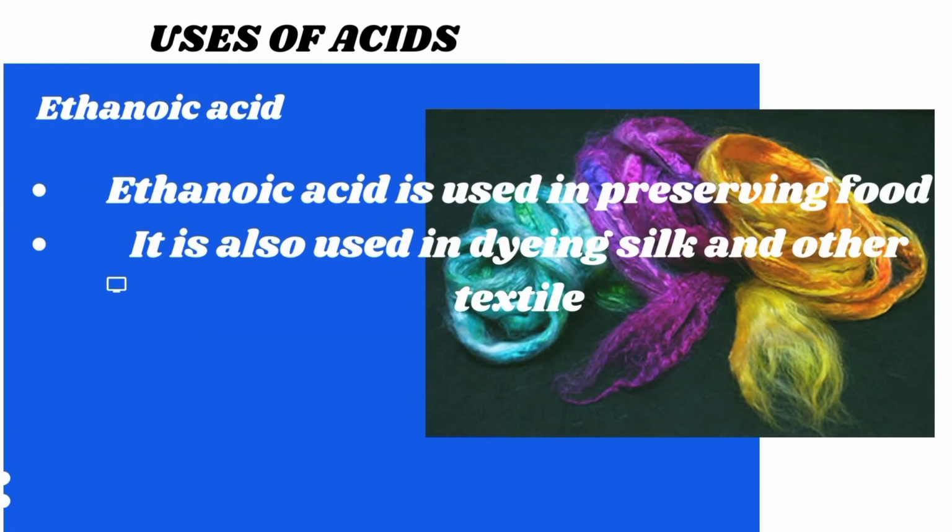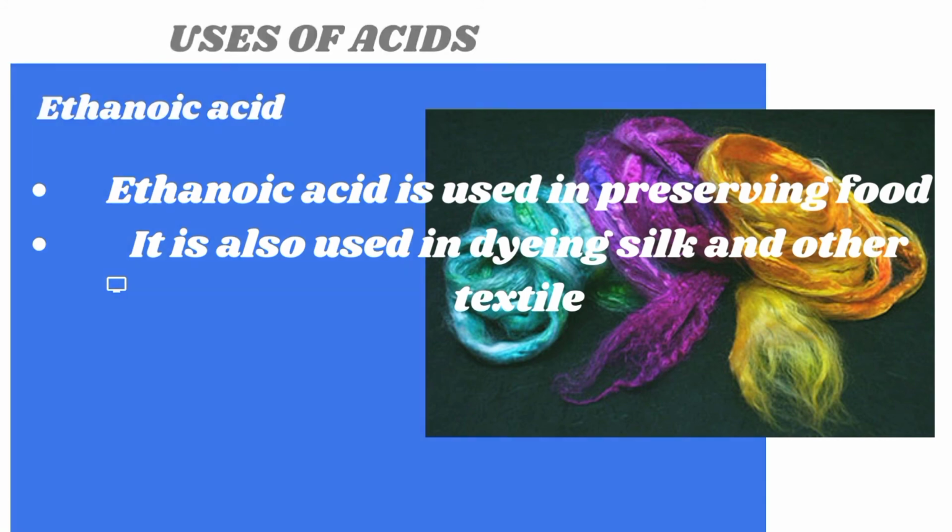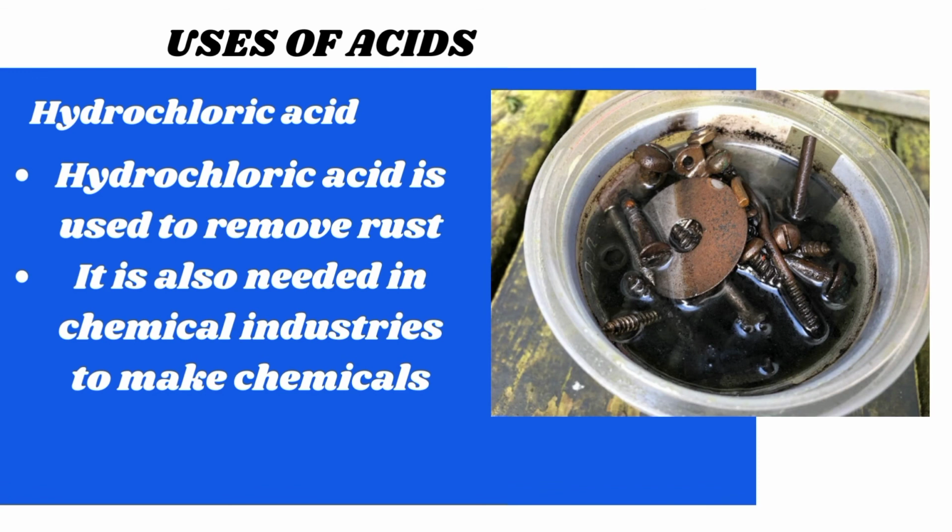So finally, we'll be talking about uses of acids. We're just talking about a few uses of some acids, starting with ethanoic acid. Ethanoic acid is used in preserving food. It is also used in the textile industries, in dyeing silk and other textile materials. So you take note, basically, that's what ethanoic acid is used for. Hydrochloric acid, on the other hand, is used to remove rust. It is also needed in chemical industries to make certain chemicals. So you take note of that.